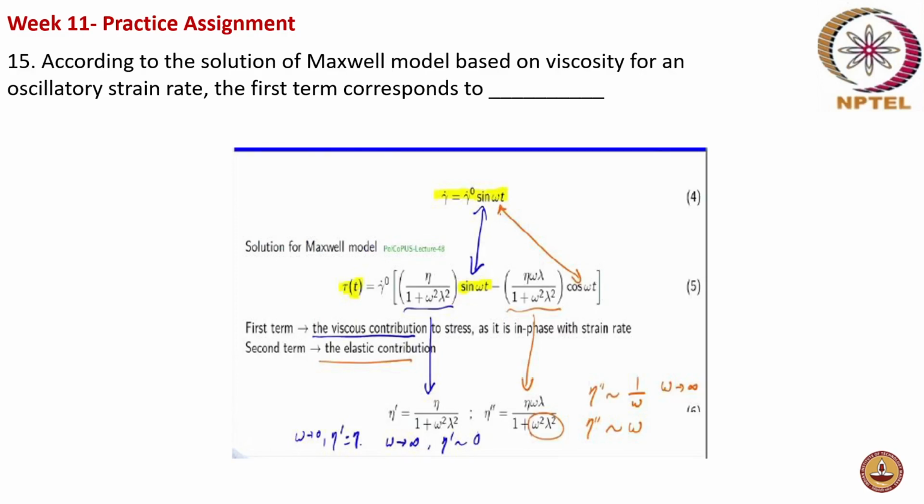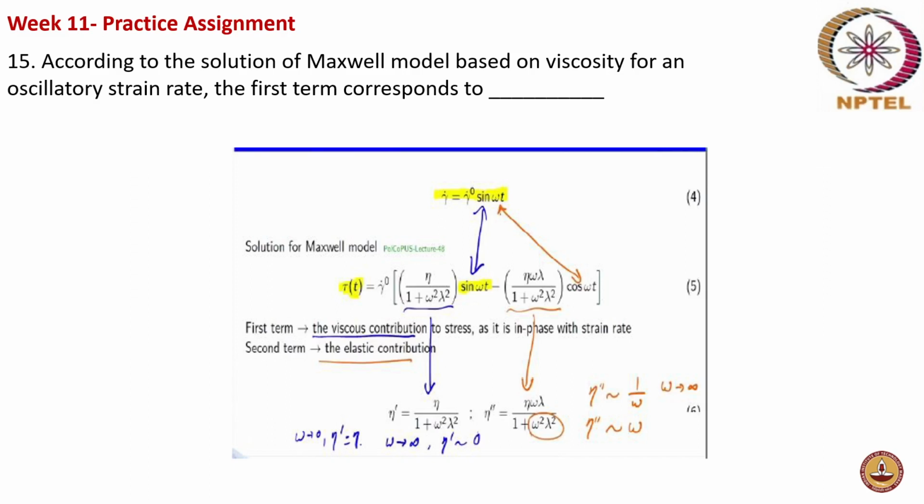According to the solution of the Maxwell model based on viscosity for an oscillatory strain rate, the first term corresponds to, oh sorry, I haven't told the answer. The first term corresponds to, as I discussed in the recap, this is the solution: tau of t is equal to gamma naught dot times eta by 1 plus omega square lambda square sine omega t minus eta omega lambda by 1 plus omega square lambda square cos omega t. This is the solution for a sinusoidal input of strain rate for a Maxwell model.